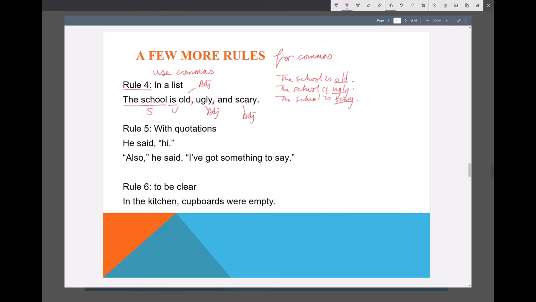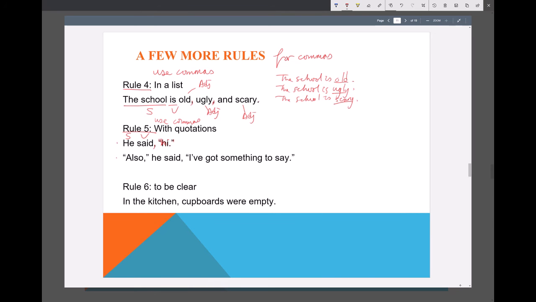Okay. Rule number 5. You use commas with quotations. So here it's when people say something and you're recording it as a quote. So he, subject, said, comma, and then use your quotation marks, "hi." Here in the sentence, you use the small letter H, and then period, in the quotation, and then the quotation mark, close quote. So that's one sentence.